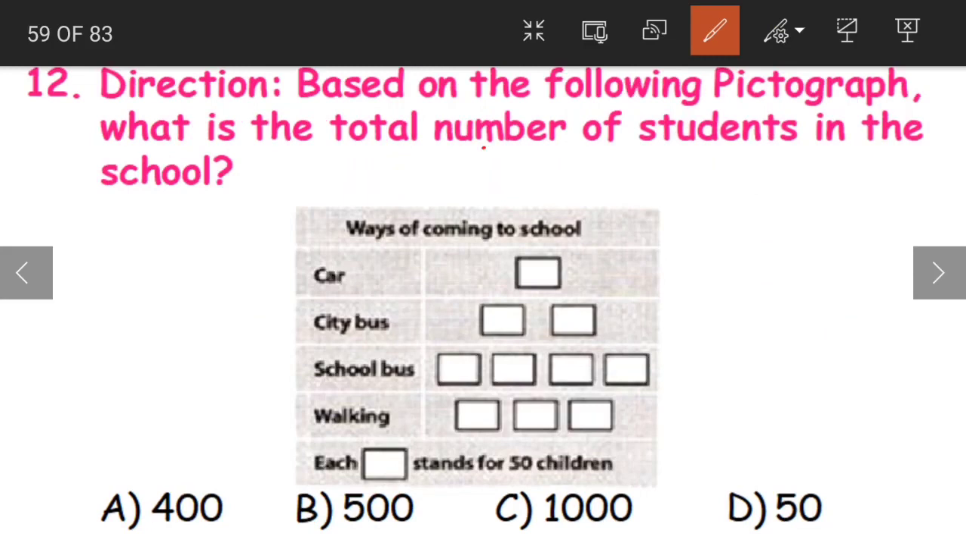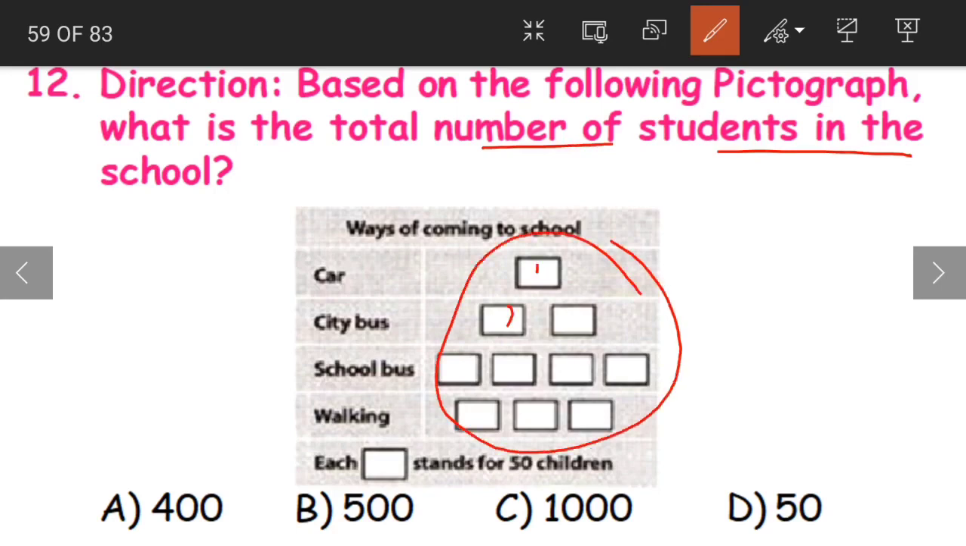Question 12. Now what is the total number of students here? Again, the total number of students. Count the total number of blocks. 1, 2, 3, 4, 5, 6, 7, 8, 9, 10. We are having a total of 10 blocks.